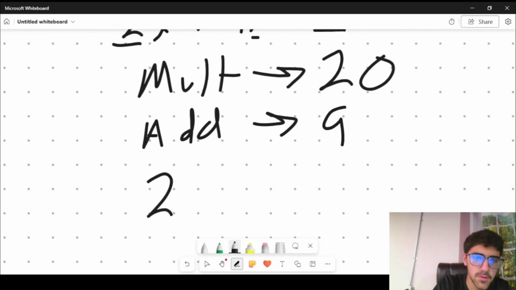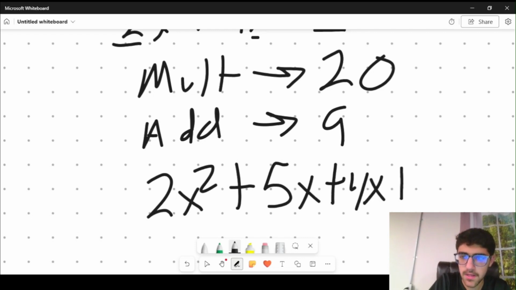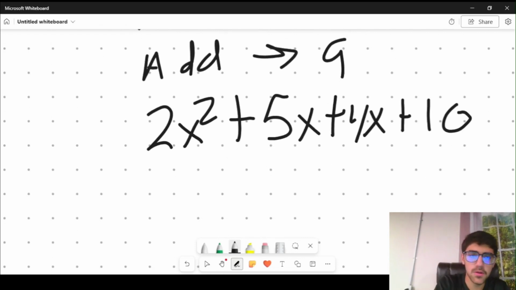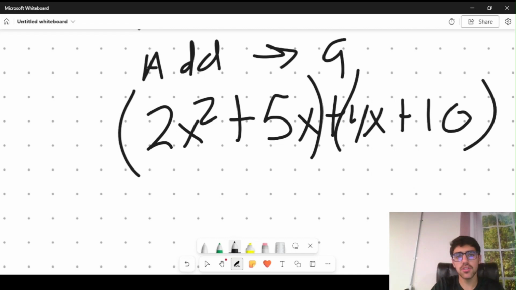So then what would you do? You would do 2x squared plus 5x plus 4x plus 10. And then you would group the first two and the last two, and factor out what you can. What's the greatest common factor between these two? Right here, 2 and 5 have no whole number common factor, so the only thing you can take out is an x.